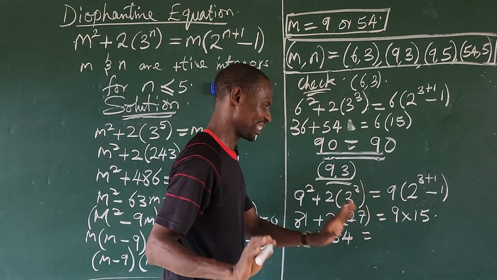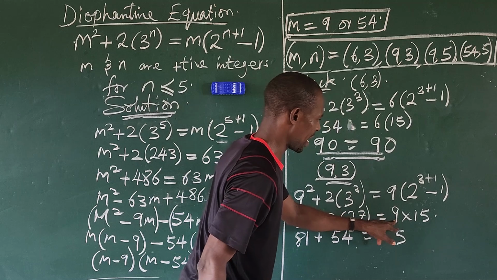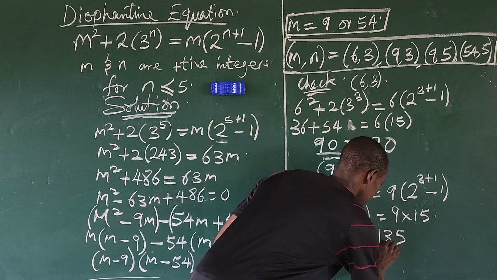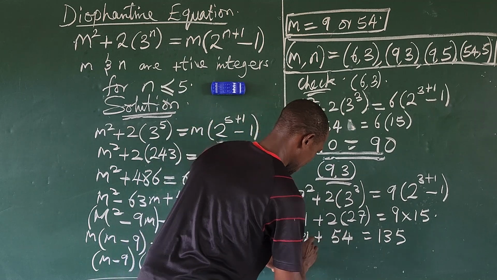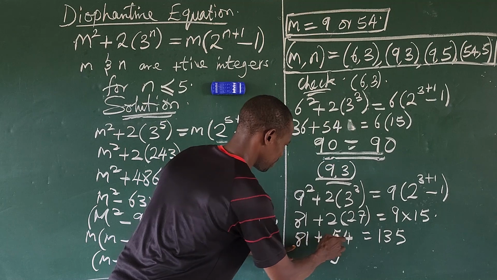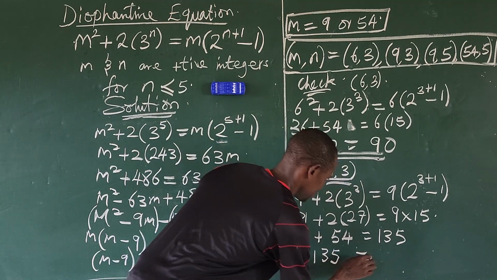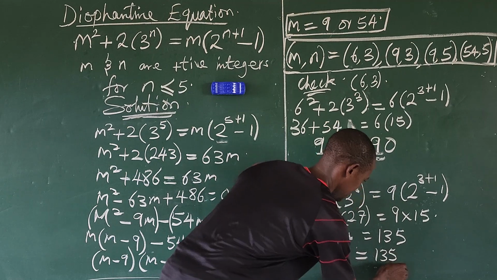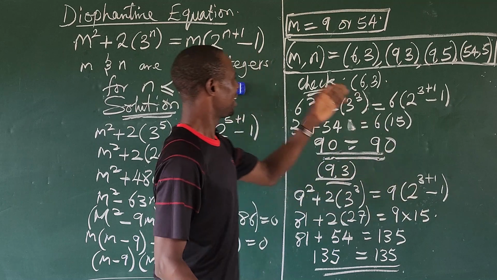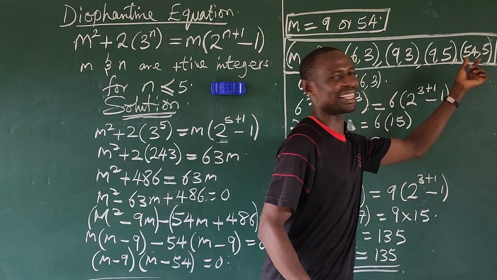So here we're going to have 81 plus 54 on the one side. Then let's multiply systematically. 9 times 5 will give us 45. 9 times 1 will give us 9, plus the 4 we carry, we have 13. Then we add this plus this will give us 5. Then 8 plus 5 will give us 13. So we now have this to be 135. So you also discover that this also satisfies the original equation. So on your own, you can go ahead to check for this and this.